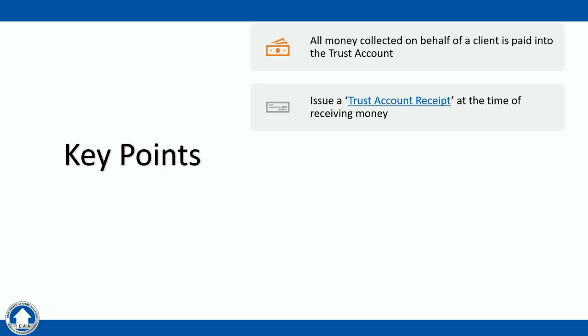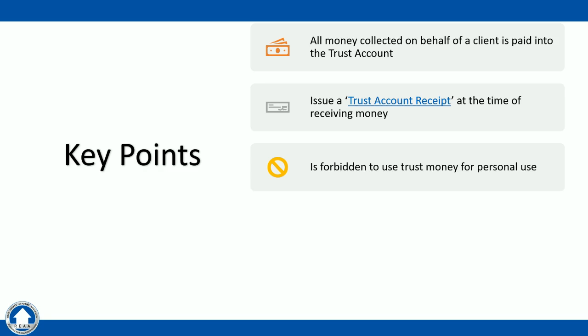You must also issue a trust account receipt at the time of receiving the money. So if you receive rent payment in cash, then you would need to issue a trust account receipt right then and there to show that the money has been received. If the money was put into the trust account by way of EFT or a direct transfer, then a receipt needs to be issued at the time that the licensee becomes aware of the money in the trust account.